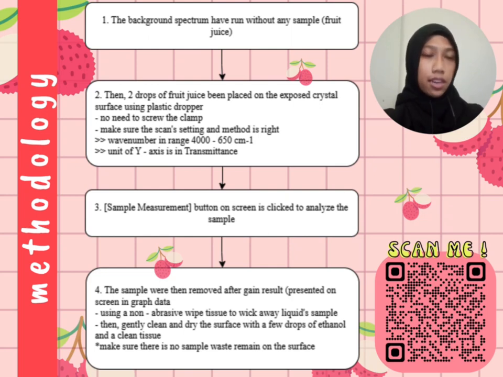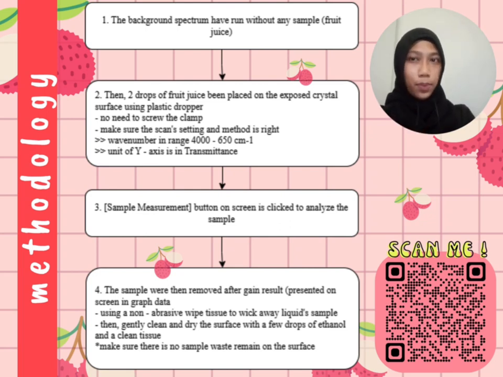The wave numbers are in the range of 4000 to 650 per centimeter. And the important part is that the unit of the y-axis is transmittance. Following that, we can run the sample by pressing the sample measurement button on the screen. After we get the result as data, we need to remove the sample using a non-abrasive wipe and a bit of ethanol and make sure it is clean and dry. Afterwards, we can proceed with discussion of the results obtained, like the spectrum, functional groups and the library part. For details of the methodology, you can scan the QR below.